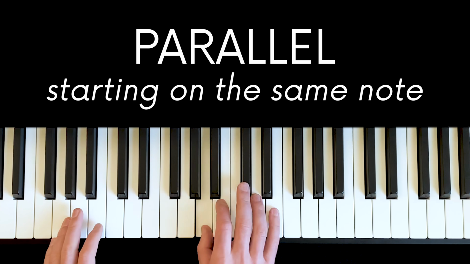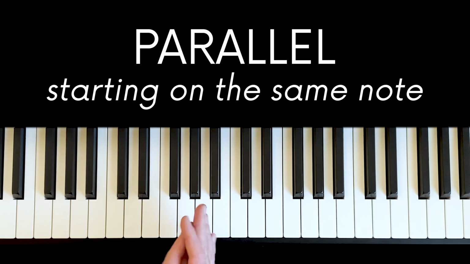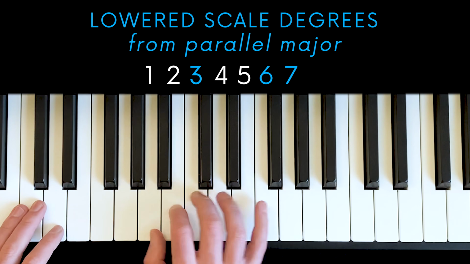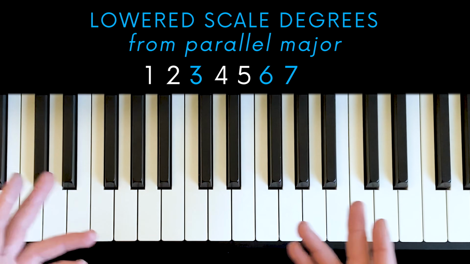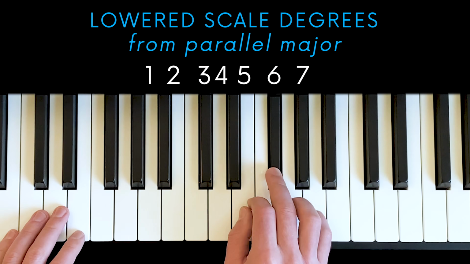Another way we can relate major and minor scales is to look at the major scale and minor scale that start and end on the same note. So we call these parallel major and minor. This concept is useful because it lets you see which notes changed when we went from a major scale to a minor scale. And actually between this A major scale and A minor scale, most of the notes are the same. We just lowered the third note of the scale, the sixth, and the seventh. This leads us well into talking about different types of minor scales.